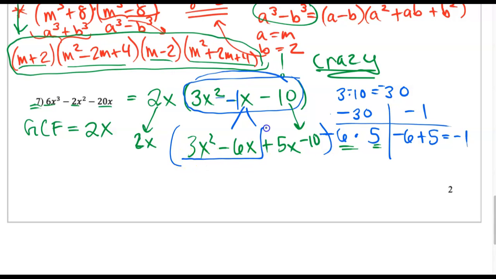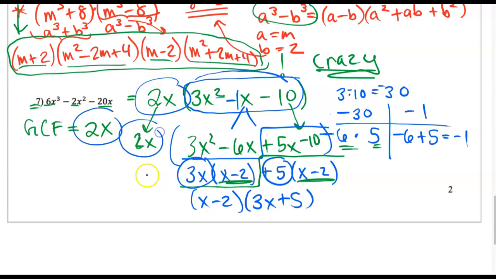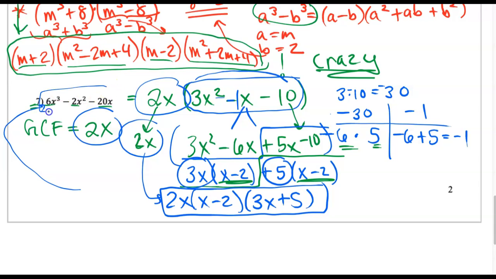And then I factor by grouping. So I'm going to go ahead and take out a 3x from this group, and I get x - 2. I'm going to take out a 5 from this group. I get x - 2. And then I notice I have an x - 2 in common, so I can factor that out. And I have remaining factors of 3x and 5. And then don't forget my GCF from before, right? That has to go out in front. So my final answer had three factors: 2x, x - 2, and 3x + 5. If I were to multiply these all to each other, it would end up equaling this expression right here.